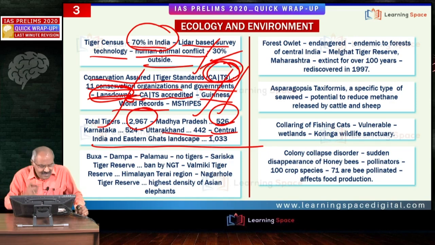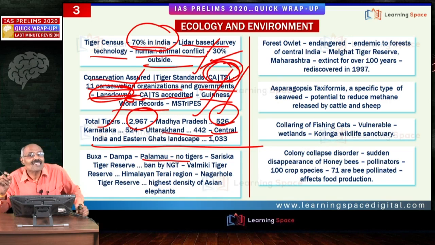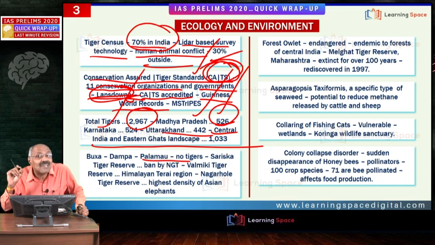And another important aspect is Palamau. Palamau is in Jharkhand, no tigers. Palamau and Betla National Park, these two are in the news in the context of the North Koyal Reservoir Project. The North Koyal Reservoir Project is modified and being constructed in Jharkhand, and it benefits both Jharkhand and Bihar by reducing the height, by making some modifications. This project is in progress. North Koyal is a tributary of the Son River. Son is a tributary of the Ganges, please don't forget. So the North Koyal project in Jharkhand submerges parts of Betla National Park and Palamau.